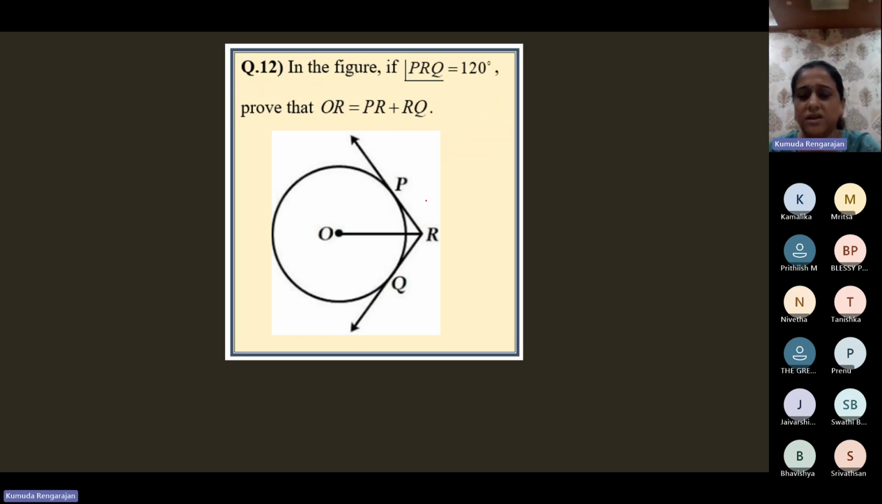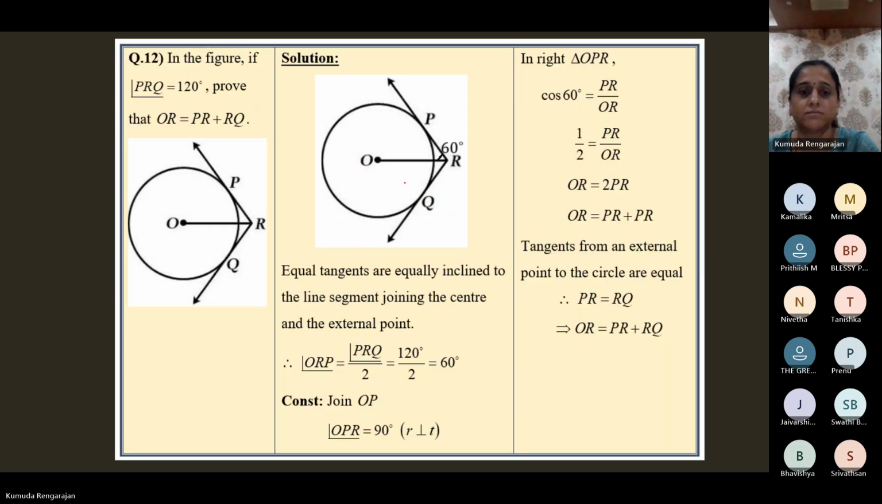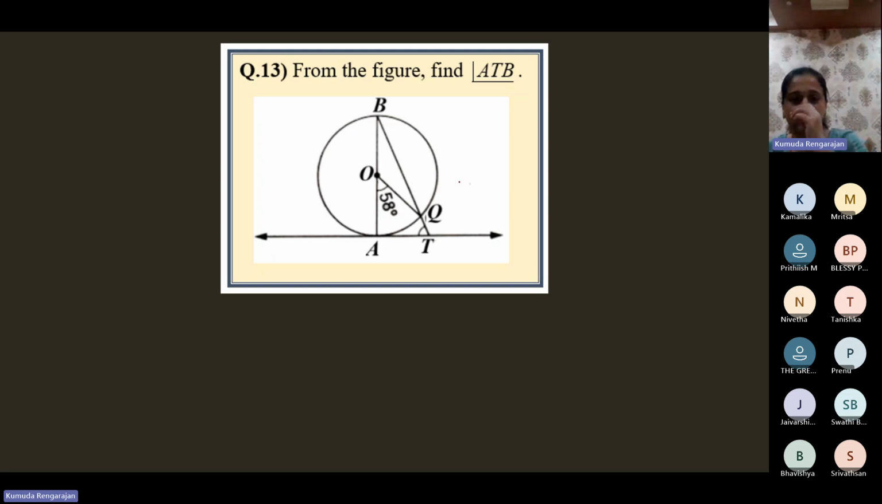This one I had already done one class earlier. We'll just see it again, or we'll come back later. Yeah, this is the next one. ATB. Find ATB, this angle.